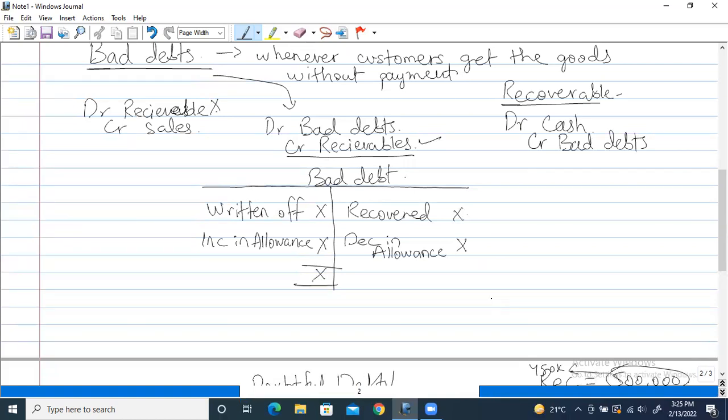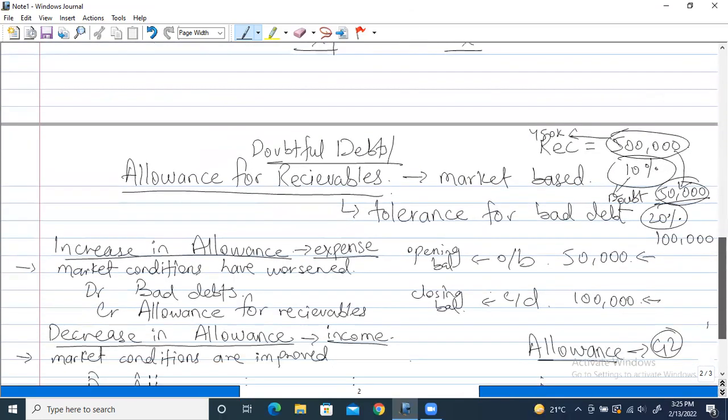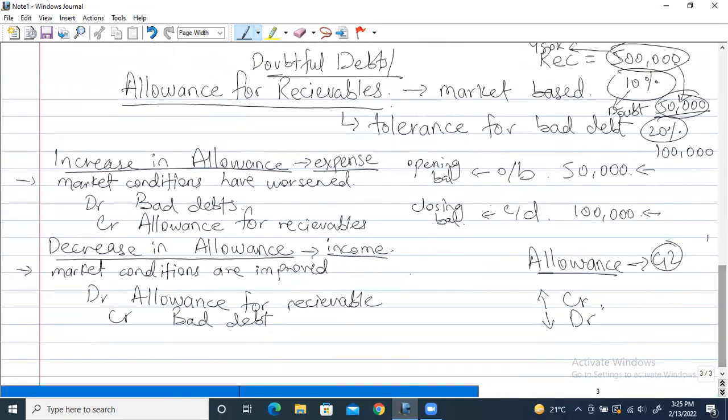Okay, so these will be the totals over here. And this is basically the whole chapter for the doubtful debts as well. So what happens is, let me explain this over here as well. I made the opening allowance as 50,000 over here, right? It has increased, right? The market conditions have worsened over here. So this means that there is an increase. Sorry, opening balance of 50K.